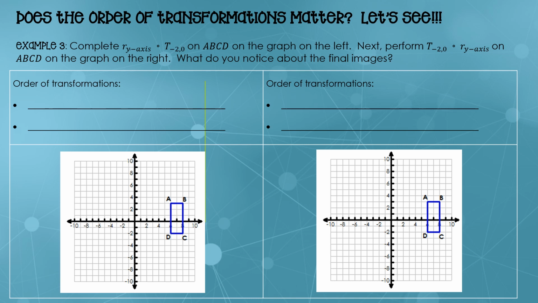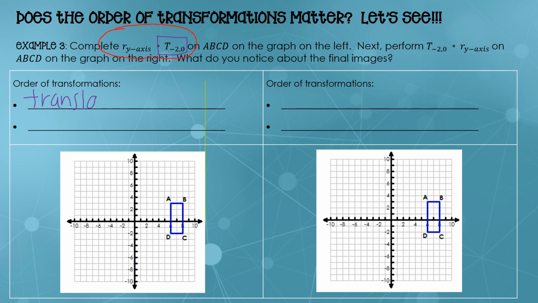So for example 3, we're going to do a reflection over the y-axis and a translation to the left 2 and up or down 0. And we're going to see if it matters. So for the graph on the left, we are going to look at this rule right here. Remember that when you're doing that, do the second transformation first. So we are going to translate.